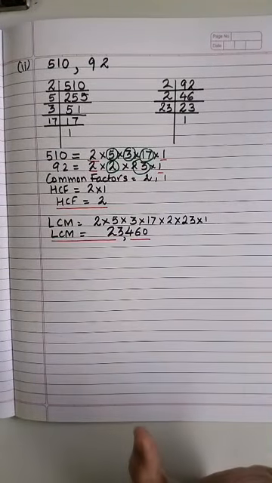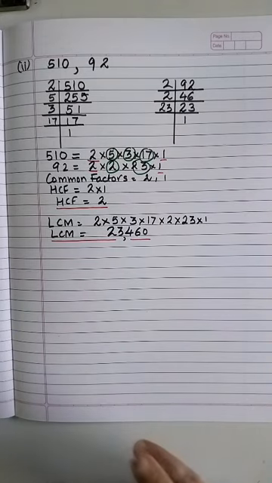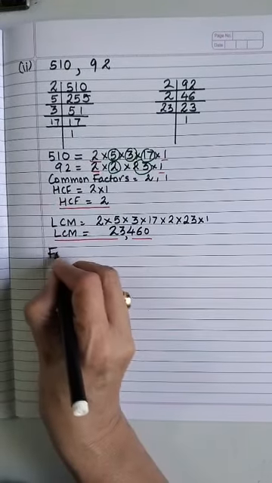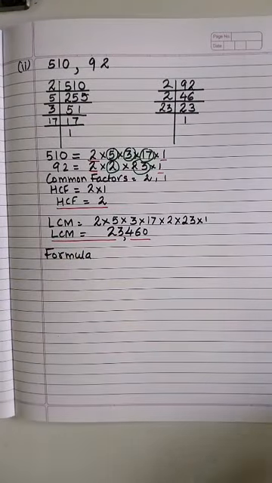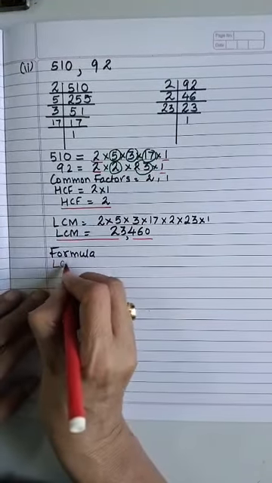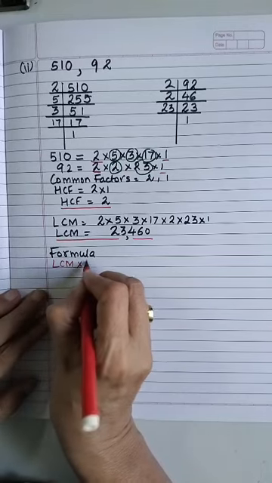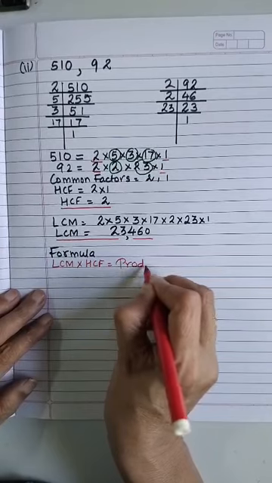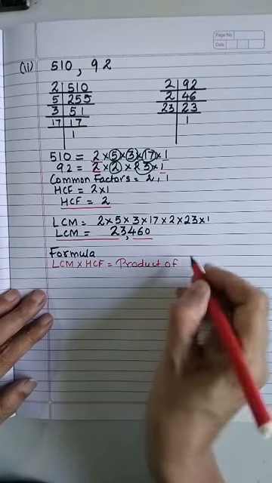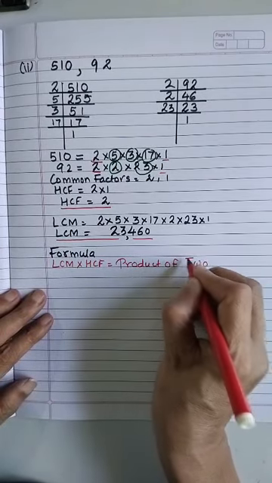Second part of this question is to prove that LCM into HCF is equal to product of two numbers. So the formula is LCM into HCF is equal to product of two numbers.